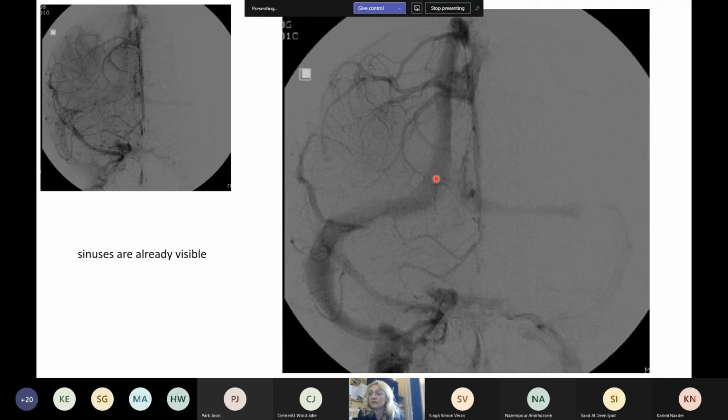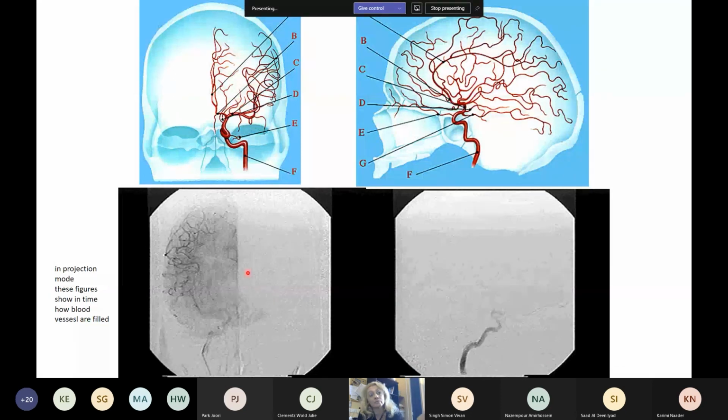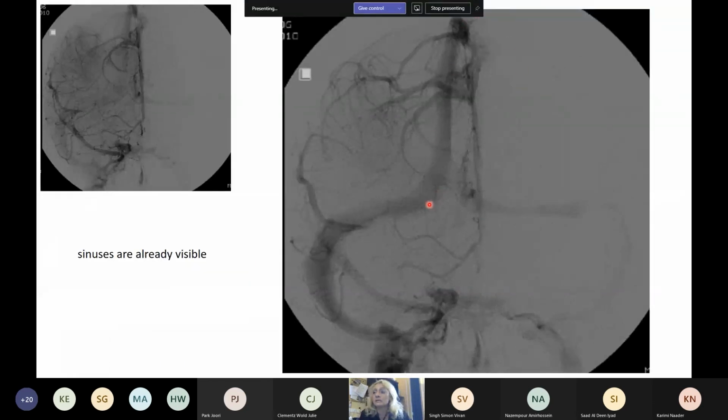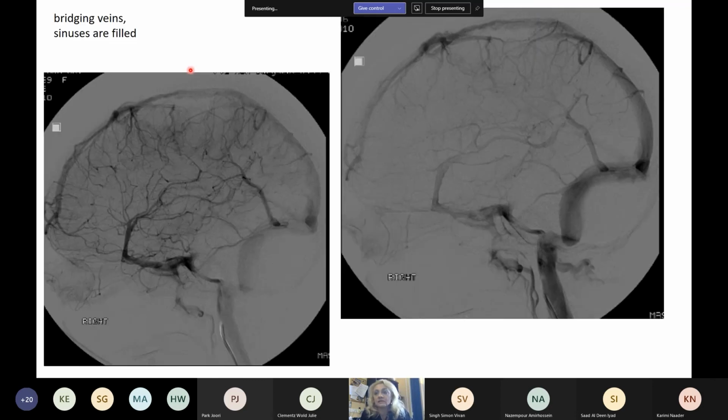Here you can see that the sinuses are already visible, because this is what they see when they inject. They see how the blood flows from the artery to the venous side. So then they see this sagittal sinus, transverse sinus, sigmoid sinus, then the jugular vein. And from the side, you can see the same things. This thing does not have any blood supply. So at this point, it's already kind of suspected that this is not a brain tumor, but a tumor of the meninges, because it doesn't have any blood supply from the internal vessels.